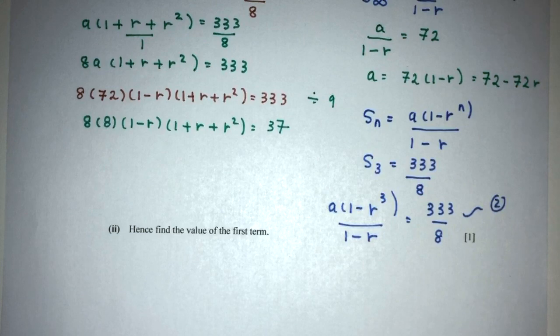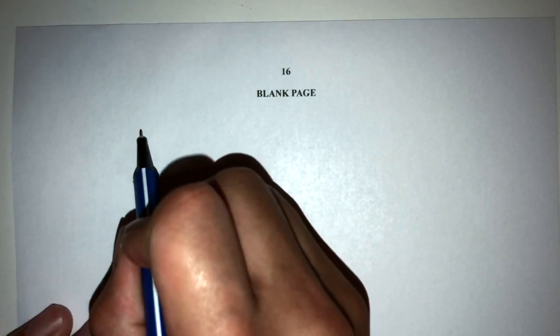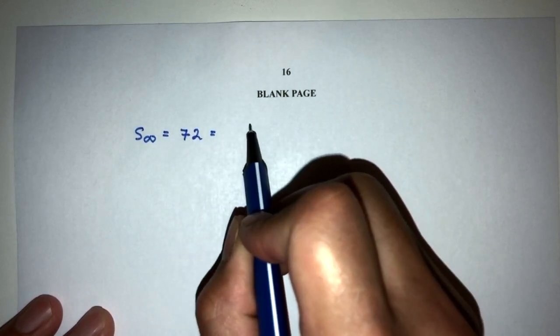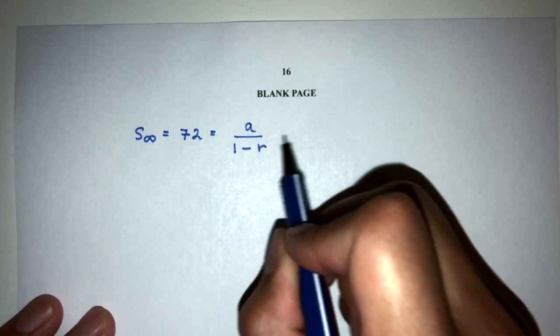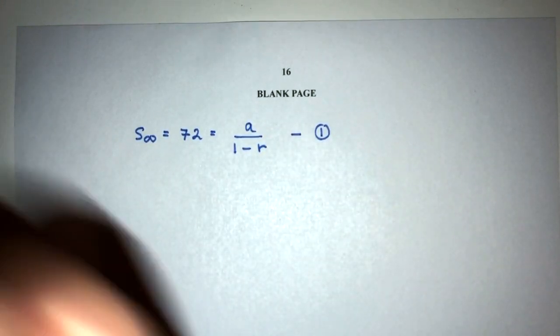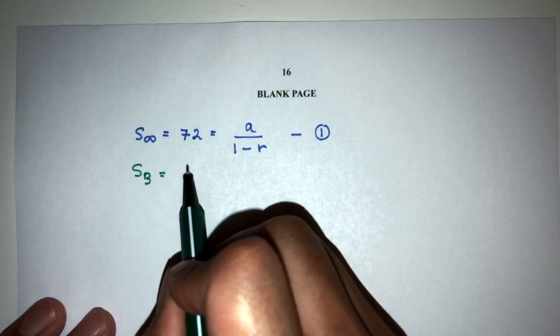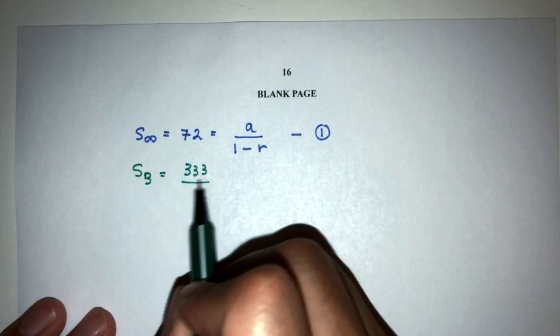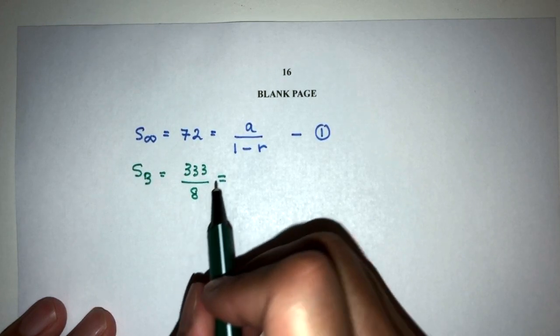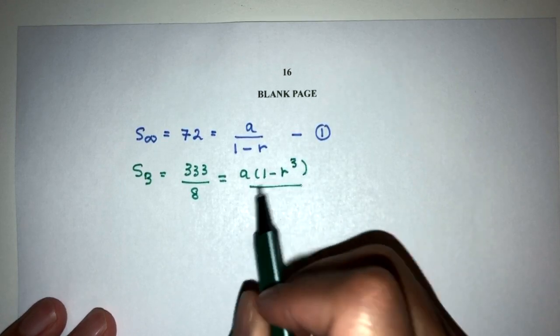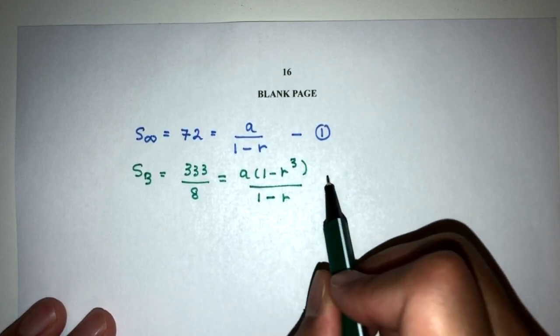So let me write this down on a new piece of paper to solve this. So right now, what do I have? Right now I have the sum to infinity, which is 72, is given by a over 1 minus r. That is my equation number 1. The next one I have, the sum of the first three terms, 3 over 8, is given by a times 1 minus r cube over 1 minus r. This is my equation number 2.